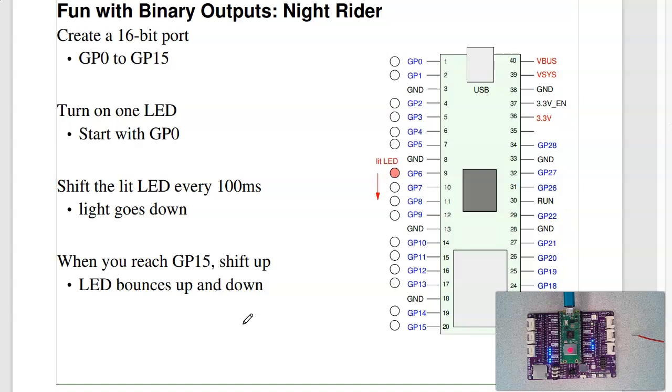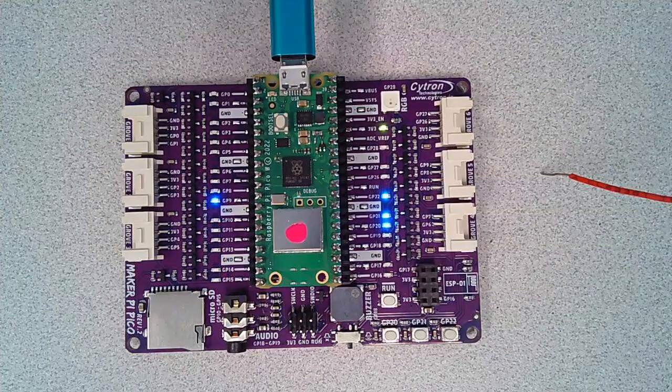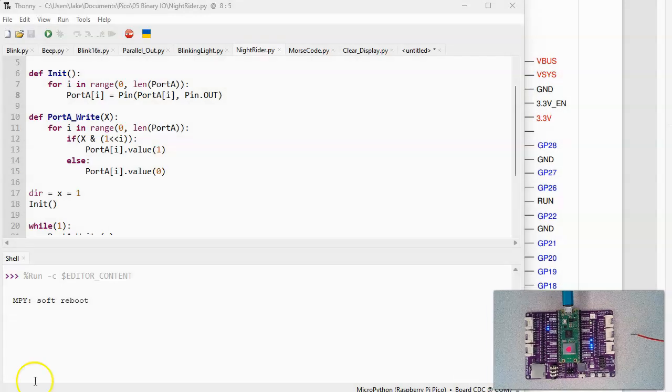Next thing to do for fun. Let's create the Night Writer program. So here's what I want. On the left are the LEDs bouncing up and down. How do I do that? Well, we're almost there.